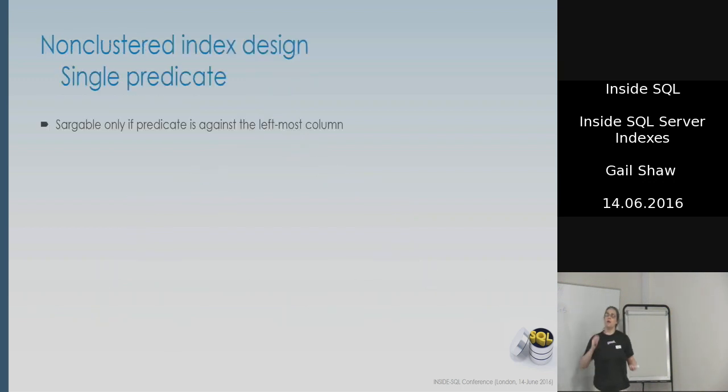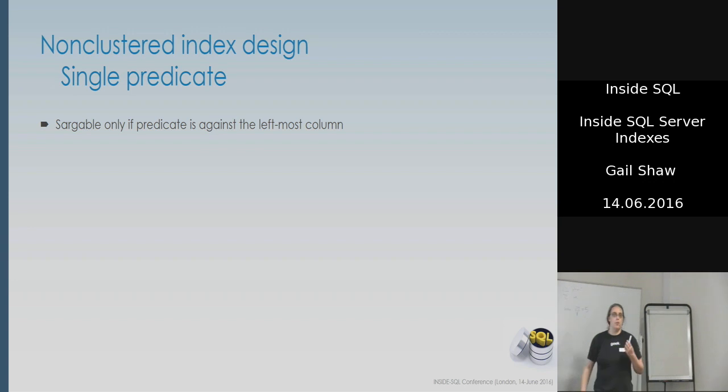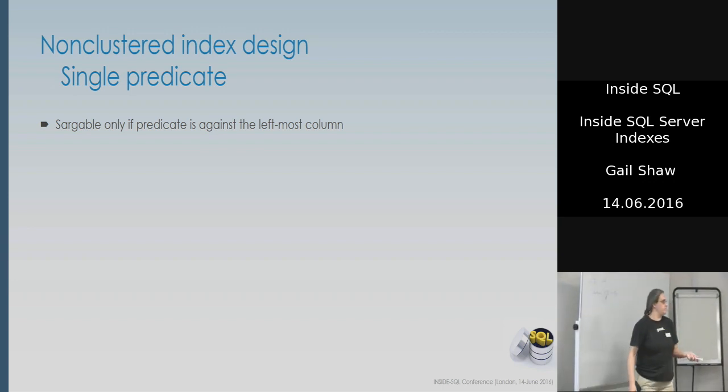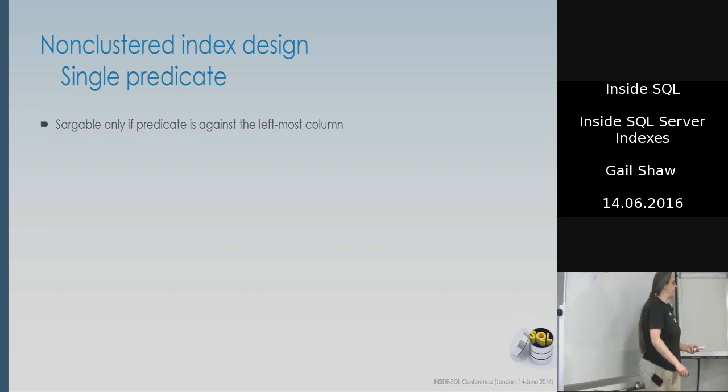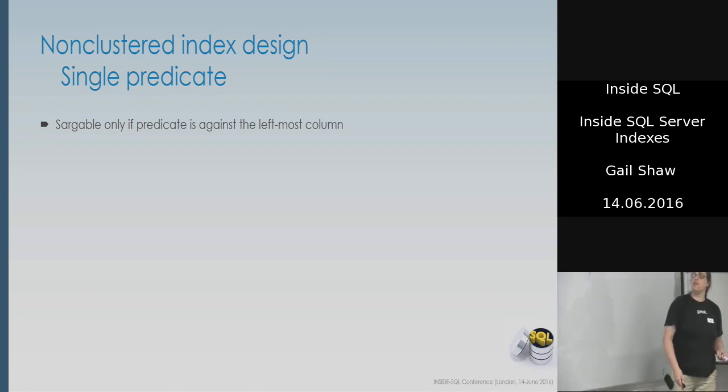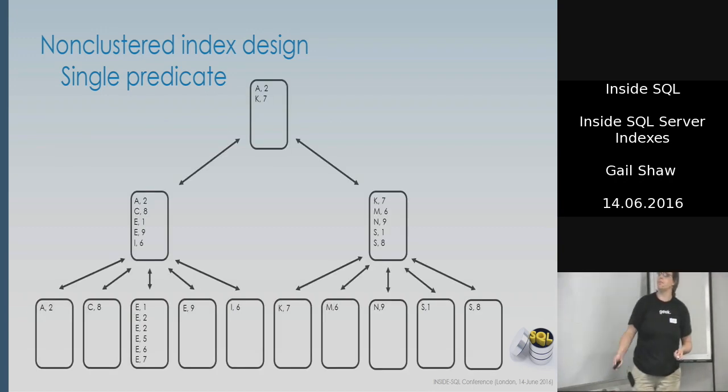So when you're doing index design, when your queries have single predicates, that single predicate has to match the leftmost column of the index for that index to be SARGable, used as a seek operation. If it matches the second column or onwards, you've got an index scan. That's the best you can get. It's nice and easy. And yeah, okay.